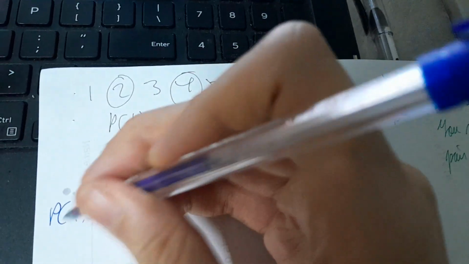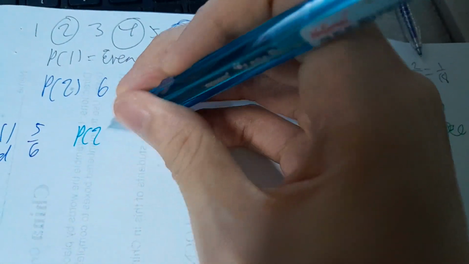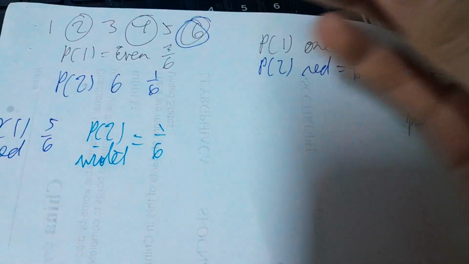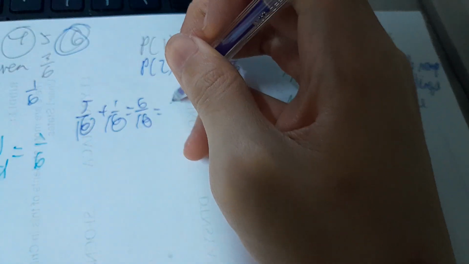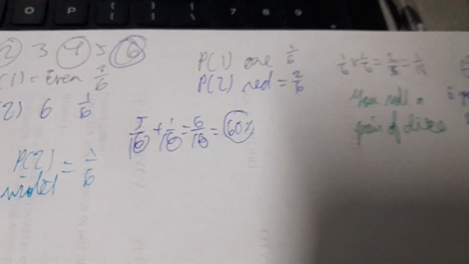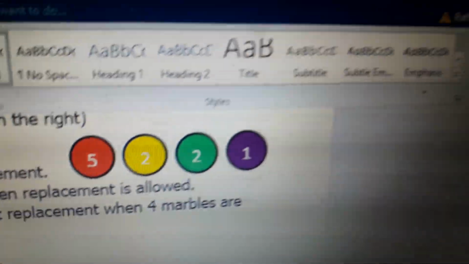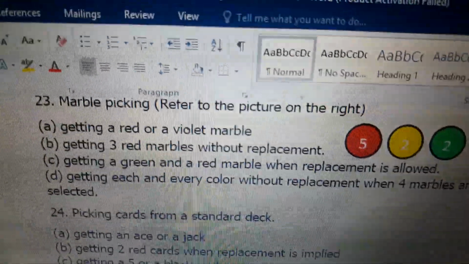So, if I were to write this here, this is the probability. So, P of 1, which is red. So, that's 5 out of 6. Now, P of 2, which is violet. Tama? And that's 1 out of 6. Then, we add this up all together. 5/6 plus 1/6 equals, 10 pala. Equals 60%. Tama? So, that is the probability of picking a red or a violet marble.